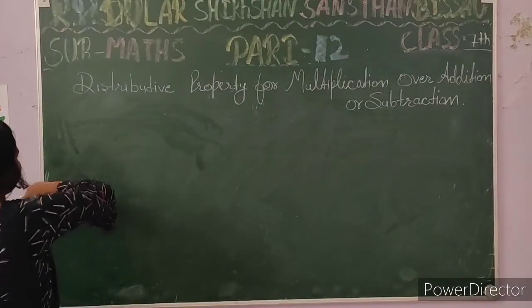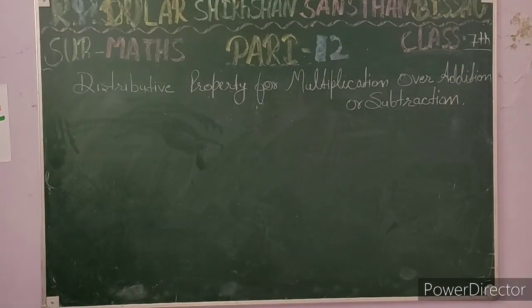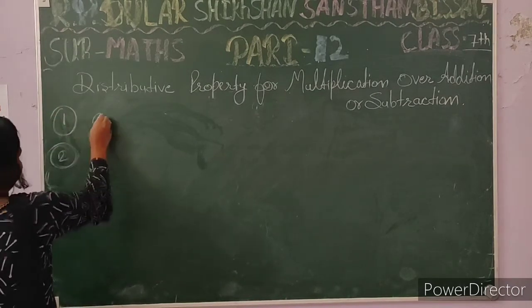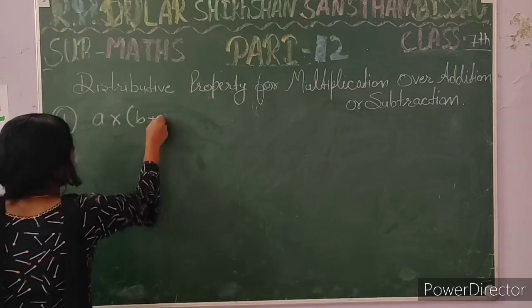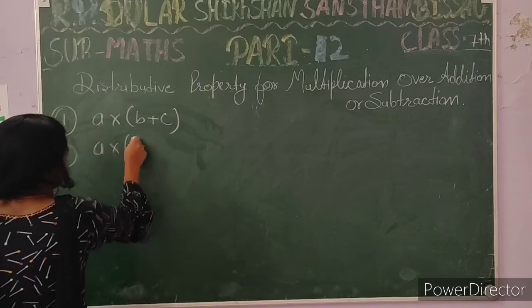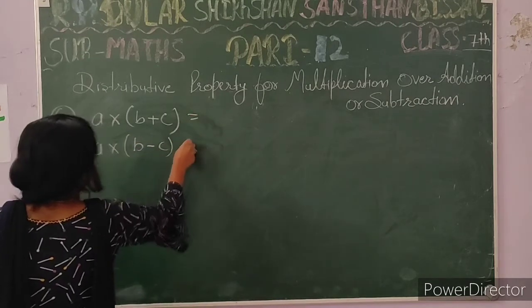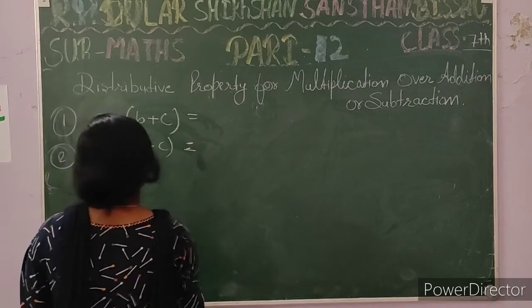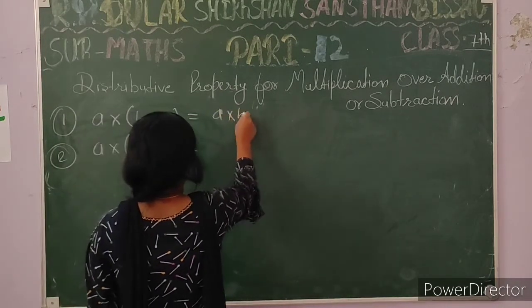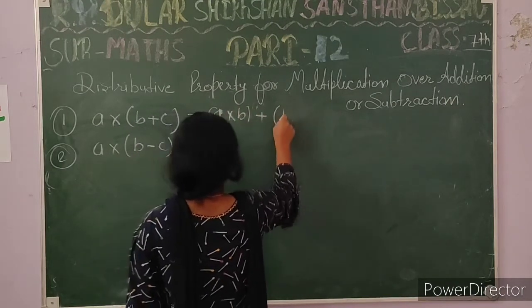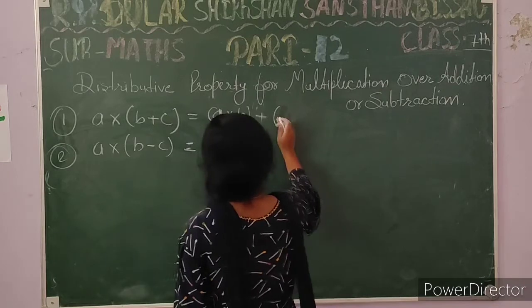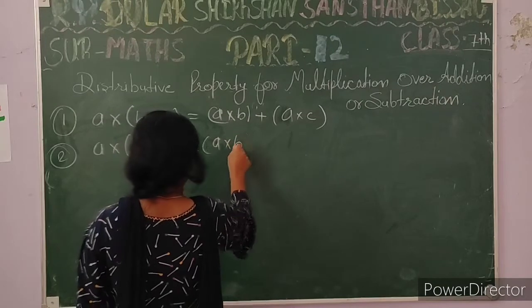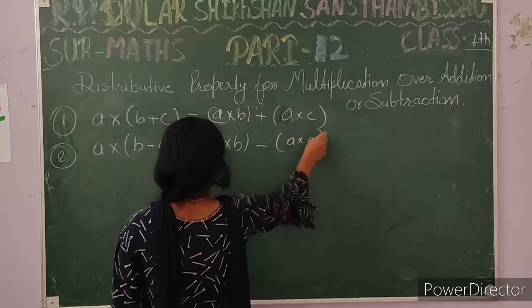Students, look carefully at what I am doing here and why I write two properties of the distributive property. There are two properties: A into B plus A into C, and A into B minus A into C.